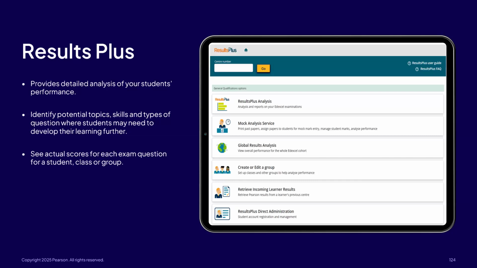Okay, you can actually see the scores that your students got for each exam question. You can see that by student, or by class, or by group, depending on how you've set this up. You have to create the groups prior to this, but it can be done. There is, I believe, an online guide to how to use this. So if you're particularly interested in making use of Results Plus, it's there for you. A very, very useful tool indeed.